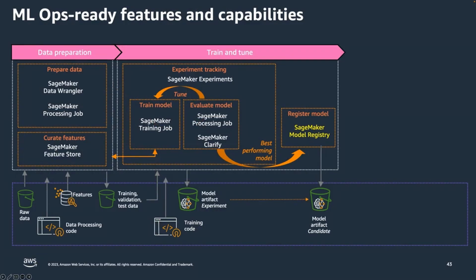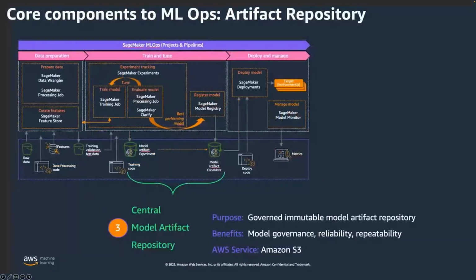Now let's take a look at model registry, which is the glue between model development and model deployment. After training, you have a model artifact. SageMaker stores this model artifact in Amazon S3, which becomes your central model artifact repository. As S3 objects are immutable, you can further protect those objects with policies and versions. This helps you with model governance, reliability, and repeatability.